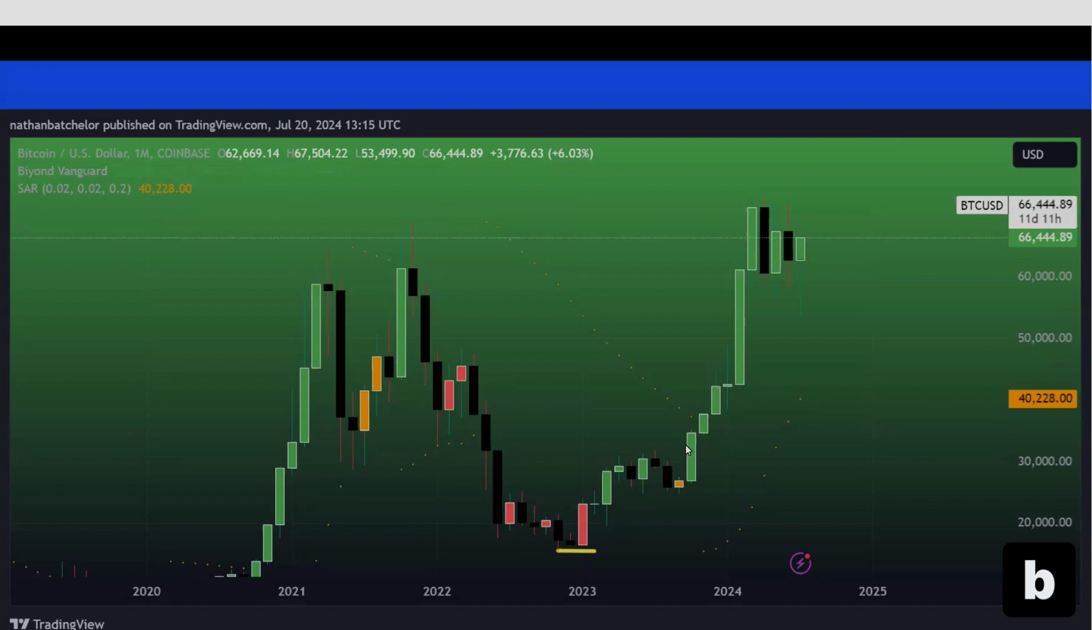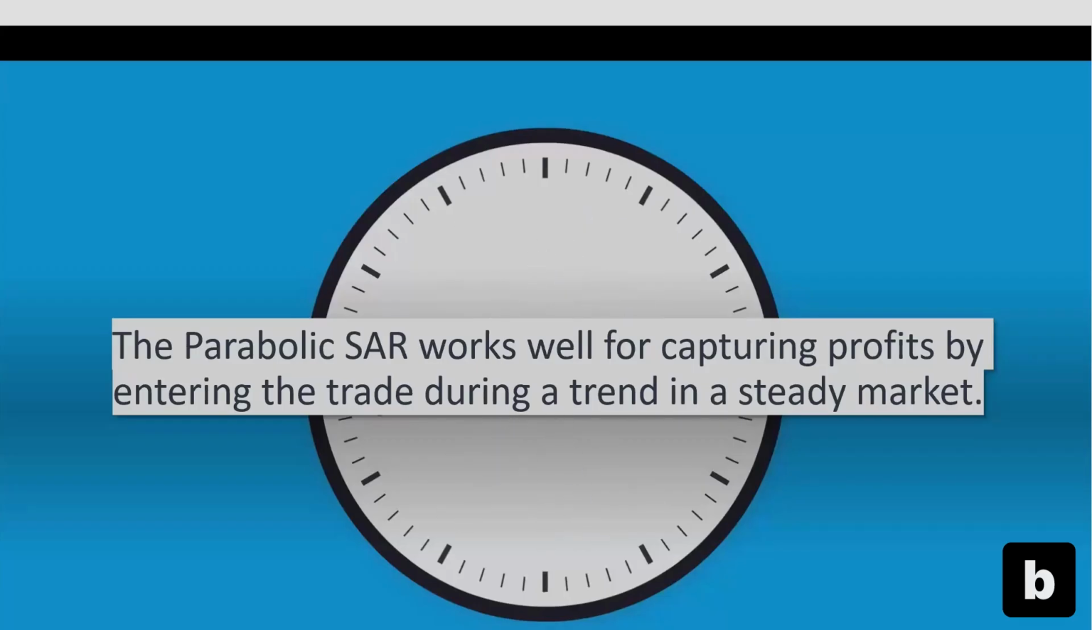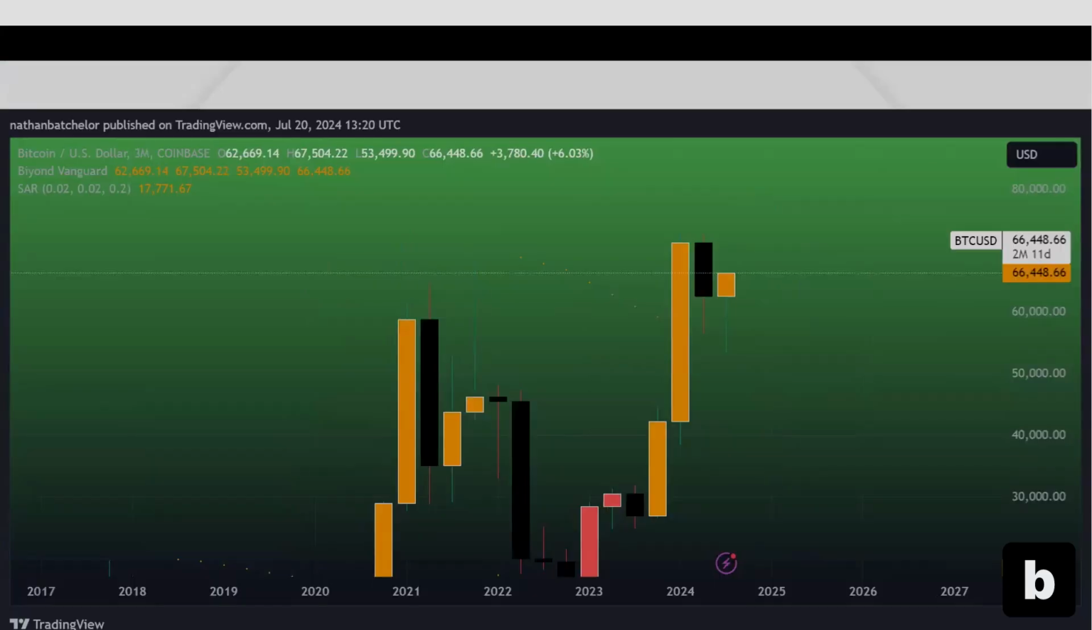You can see back in late 2023, we've been underneath the dots, I think, since around 2022. After we fully broke underneath there in 2022, late in 2023 we crossed above there. So I would say it's a good sign that these dots are trending up. And at the moment, there's no reason to be worried on a monthly time frame. And I guess as well, if we were to categorize the parabolic SAR, it works well for capturing profits by entering the trade during a trend in a steady market. And again, that's a great example on the monthly time frame.